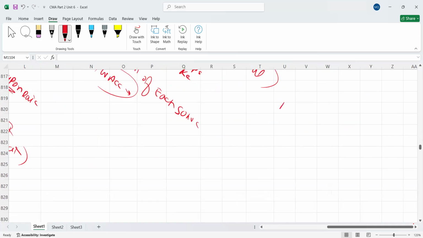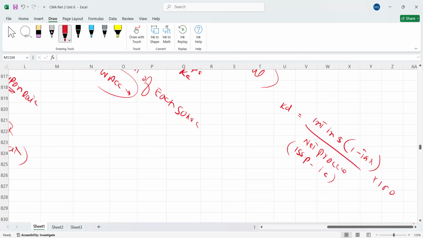And the other thing you can do this way also. When you calculate the cost of debt, you take interest in dollars times 1 minus t, divided by net proceed. Net proceed means the issue price minus issuance cost. This is net proceed, times 100. So this way you will also get the same answer.